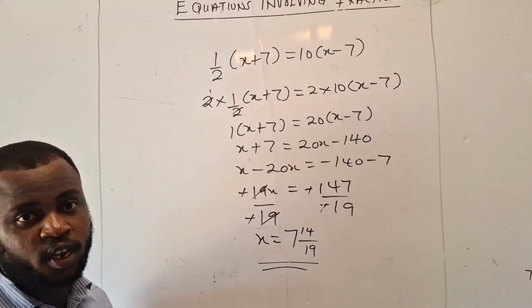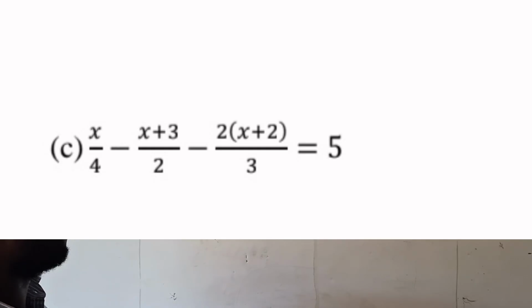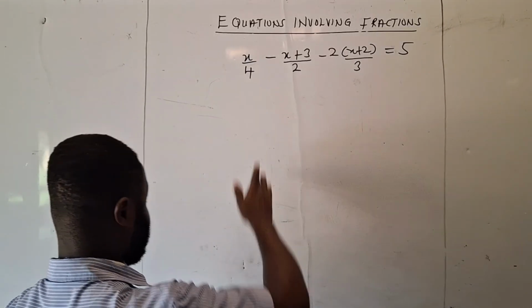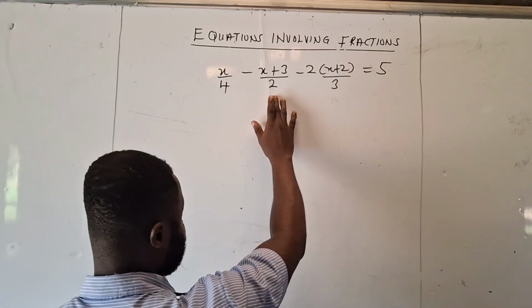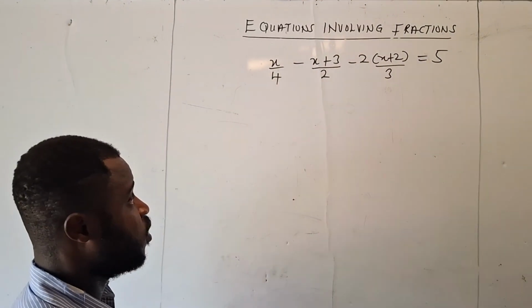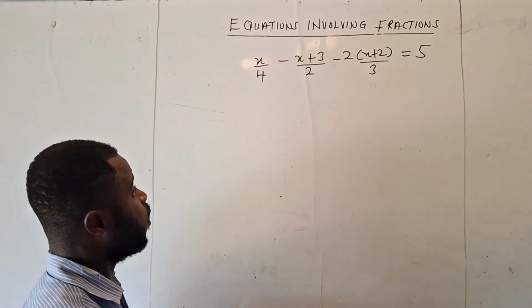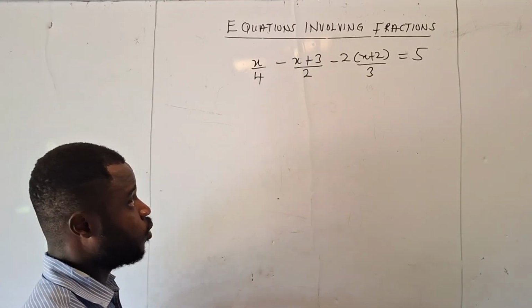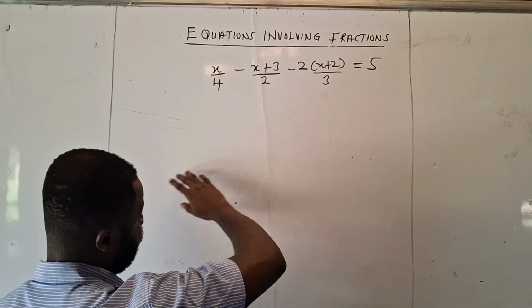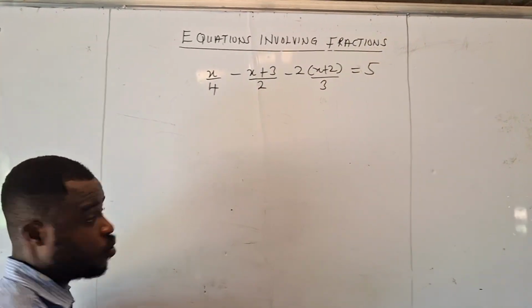So let's quickly take another question. So we are going to solve these two. So the denominators are 4, 2, and 3. So we can easily see that the LCM is going to be 12. The LCM is going to be 12. If you choose 4, 4 can divide 4, 2 can divide 4, but 3 cannot divide 4. So the LCM is going to be 12.